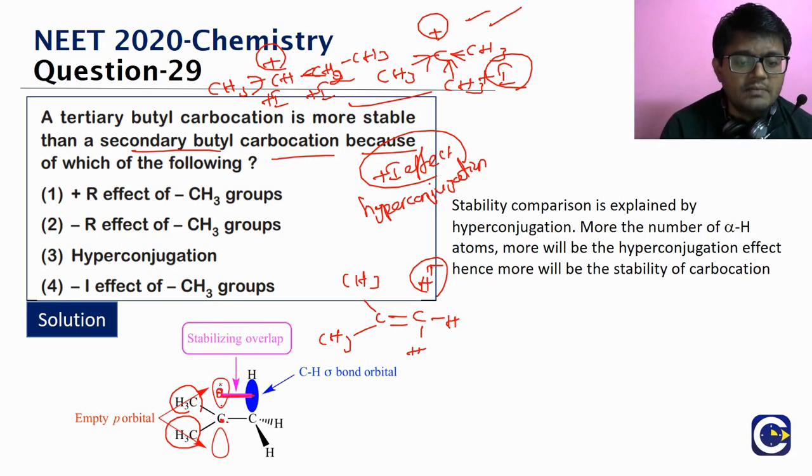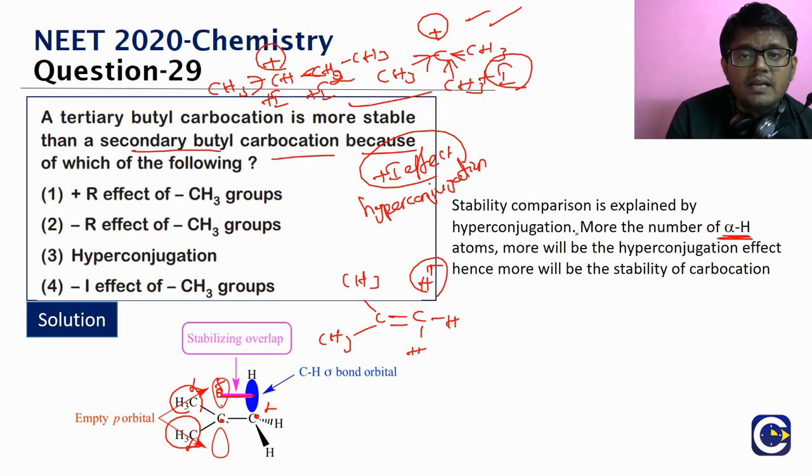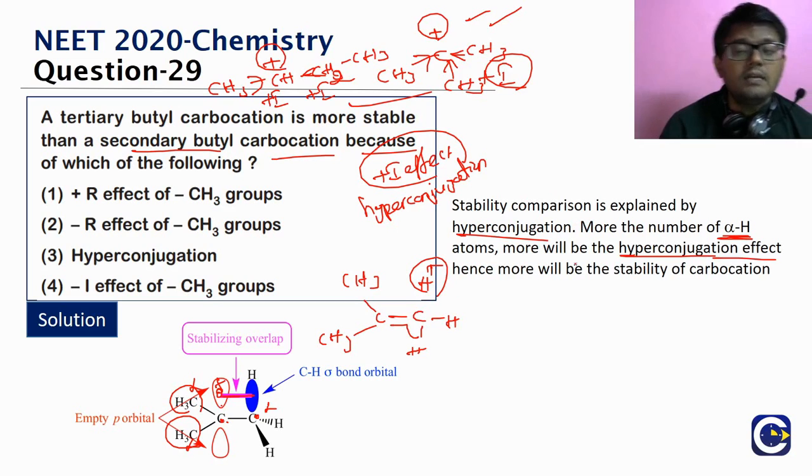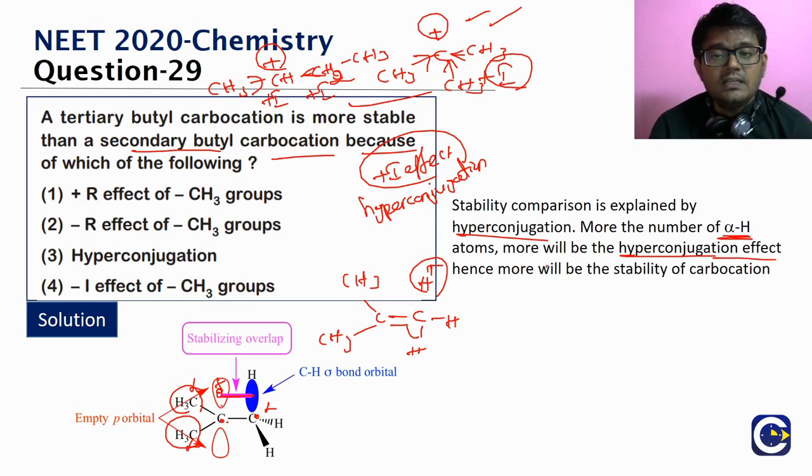So this is the deficit carbon. Adjacent is what? This is alpha. Here this is also alpha, this is also alpha. We have 3 alpha carbons here. The hydrogens attached to alpha carbon are called alpha hydrogens. The number of alpha hydrogens will result in that many hyperconjugation structures. So the more alpha hydrogens we have, the more hyperconjugation structures we can represent. That results in more hyperconjugation effect and stability.